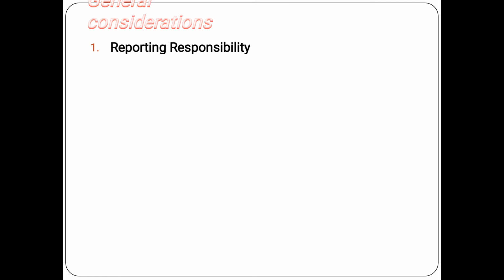So basically, reporting responsibilities, as I already discussed: the pilot plant scale up technique starts from the R&D department and goes on to large scale commercial production. They have separate staffing, and every department has its own reporting responsibility.